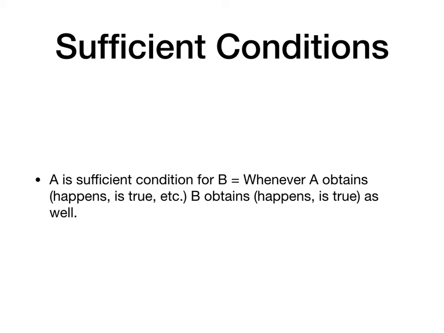Sufficient conditions are the easier of the two, both to symbolize and I think to get our heads around. A is a sufficient condition for B means whenever A happens, whenever A obtains, is true, then B obtains.